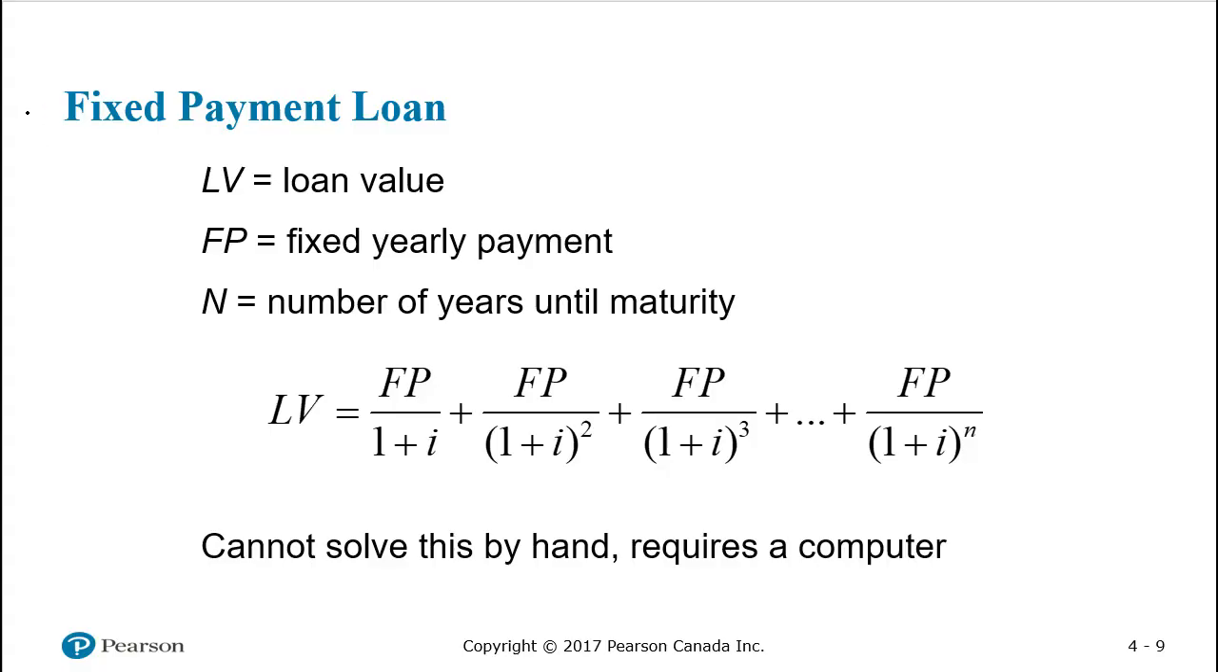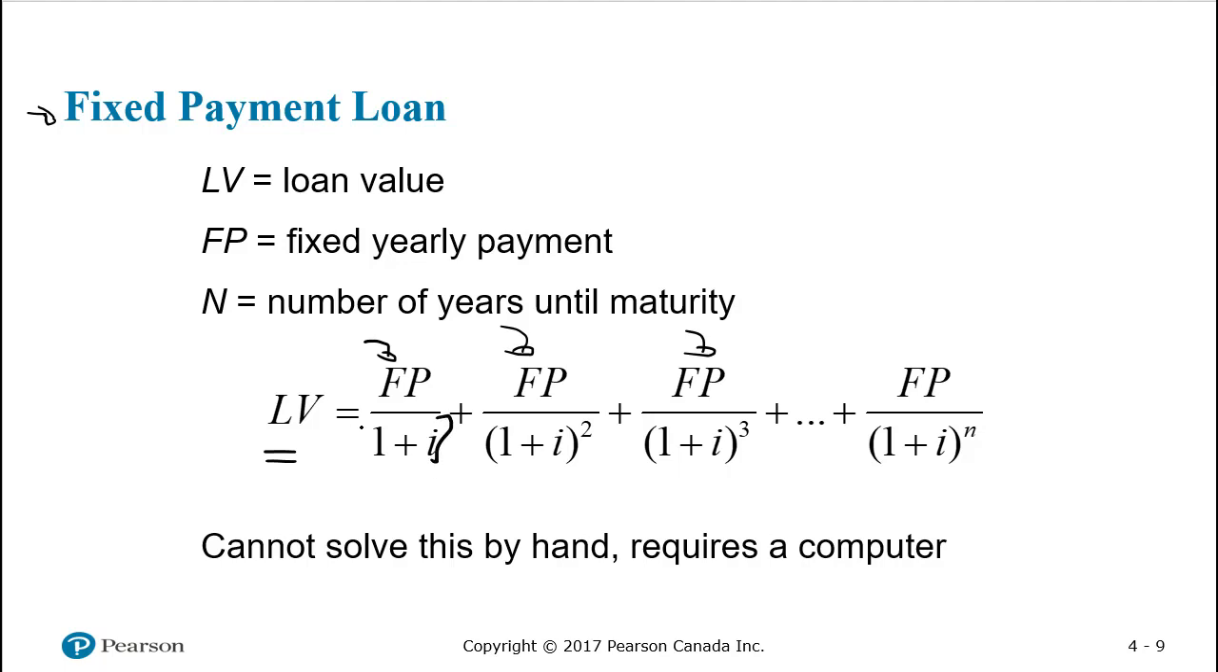So now we're looking at the second type of loan, and it's a fixed payment loan. And here they're saying loan value, LV, equals the fixed yearly payment, and n is the number of years to maturity. So it says here, how do we solve the loan value? We're looking at the fixed payments for each of the years in this case, and we're dividing by 1 plus i for the first year.